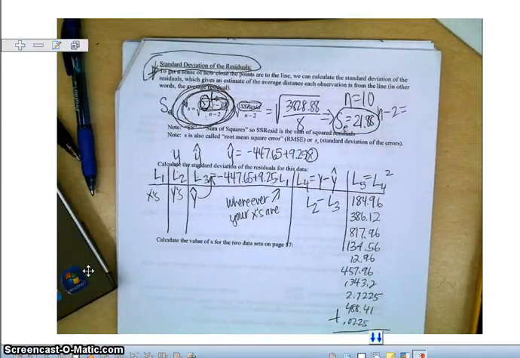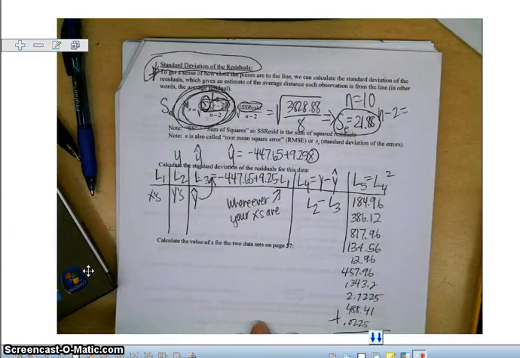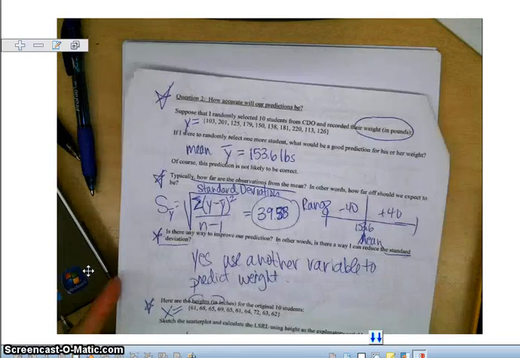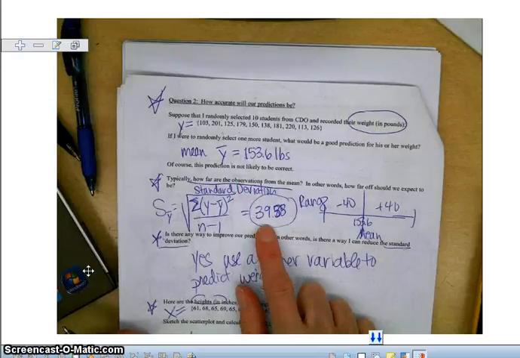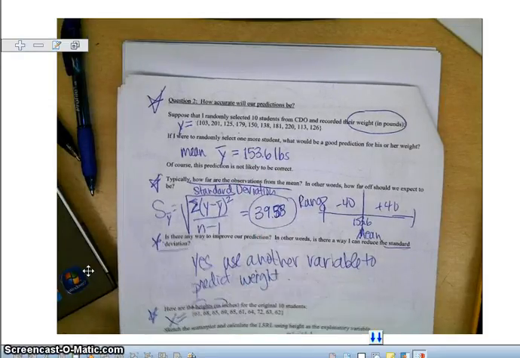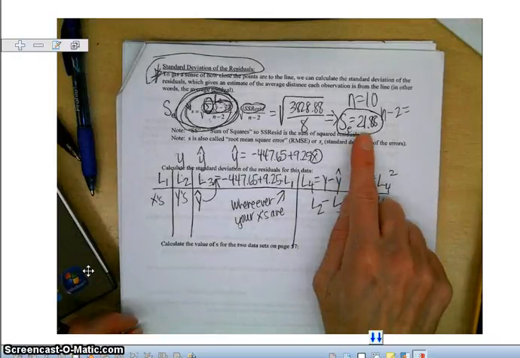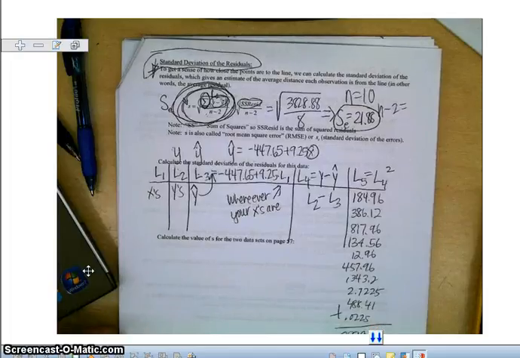Now, the question is, have I successfully lowered the standard deviation from my original data? Well, flip the page back over here. My original data was the mean, and then the standard deviation of just the y's was what? 40. So have I successfully lowered the standard deviation by using another variable? Yes. So that is standard deviation of the residuals and how to calculate it.